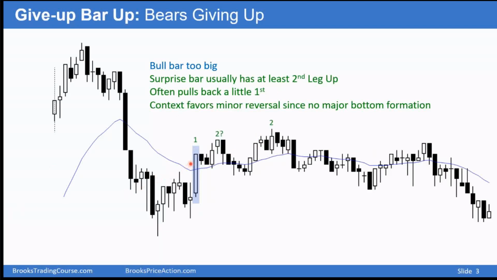You're expecting at least a small second leg up. It might be this, it might be that. You don't know. It may be a third leg up, but at a minimum, when you see this bar, traders will look to buy, expecting at least a small second leg up.